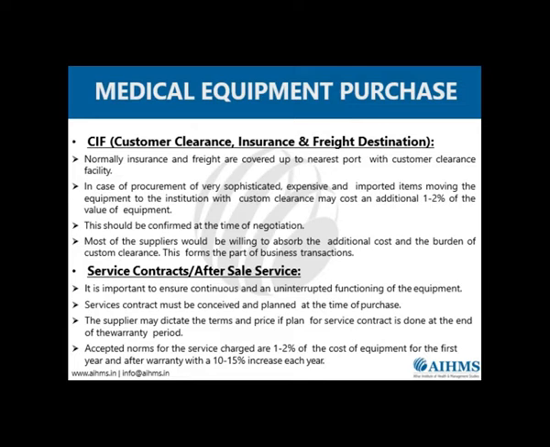Similarly, after you buy the equipment, an important consideration has to be given to after sales service. In terms of the annual maintenance contract, what has to be the cost of the annual maintenance contract? The usually accepted norm for the service charge is 1 to 2% of the cost of the equipment for the first year, and then an additional 10 to 15% cost is added as the machine or the equipment gets older. So these things are very important and have to be taken into consideration before purchasing any equipment.